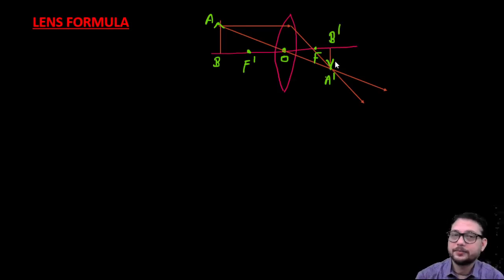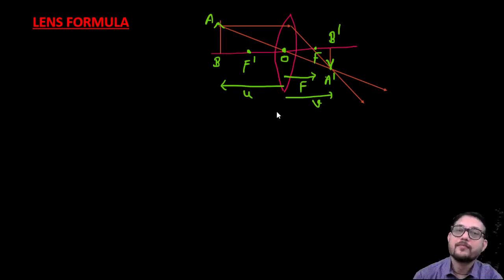This is your ray diagram. Now, as I have already told you, we have to set a relation between U, V and F. So where is U, where is V, where is F? This is your F, starting from the optical center. This is your V starting from the optical center, and this is your U starting from the optical center. So this is your ray diagram, and I believe that this diagram is now clear to all of you.